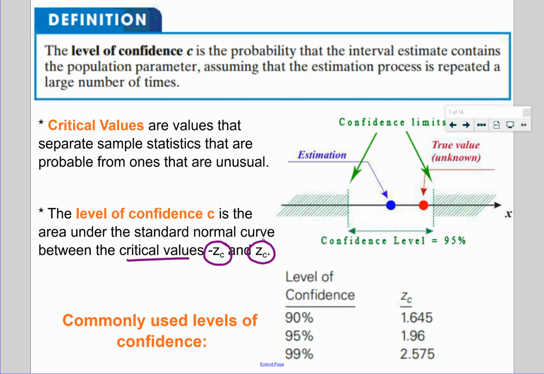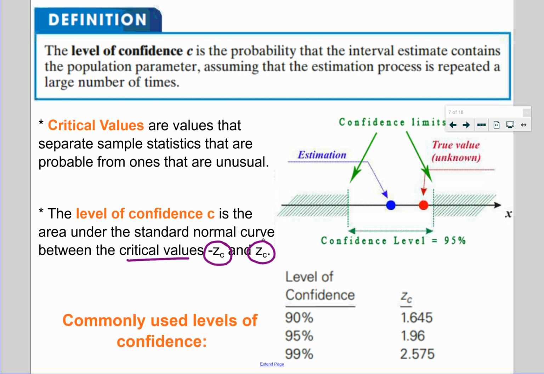Or if I have a level of confidence of 80%, my critical values will be opposite z-scores where the area between them is 0.8. Now, there's common ones that we use, 90, 95, 99. Here they're giving you the positive z-score, which is the one we use more often. But you can, of course, get the negative z value just by putting a negative in front of it. They're always opposite.